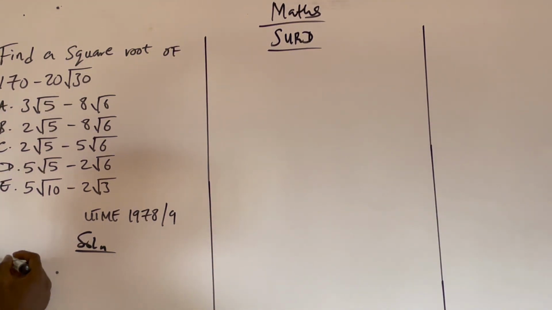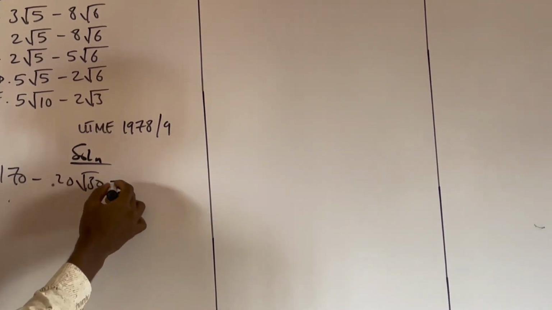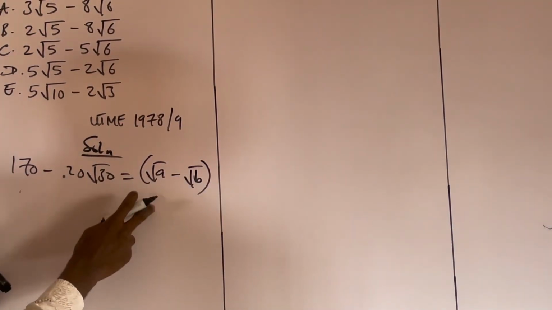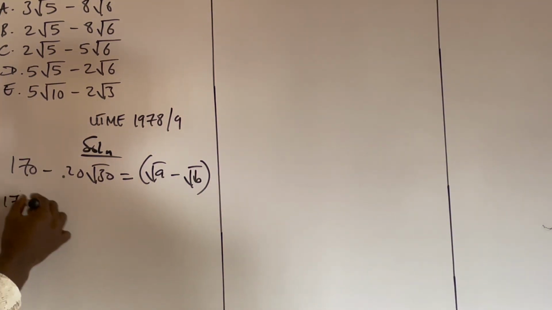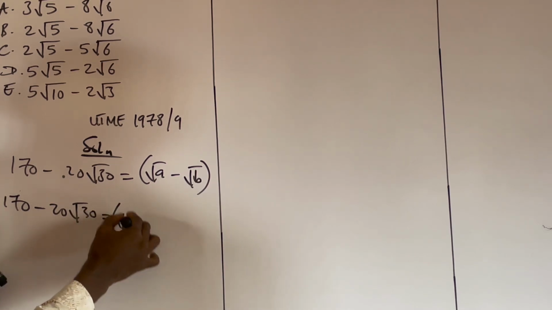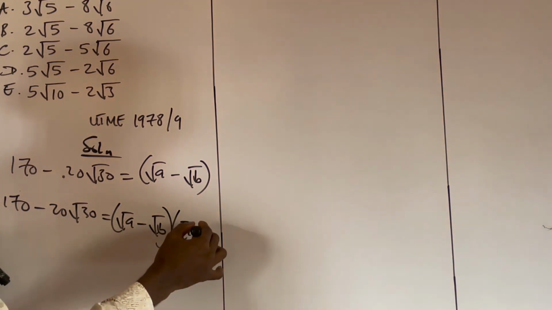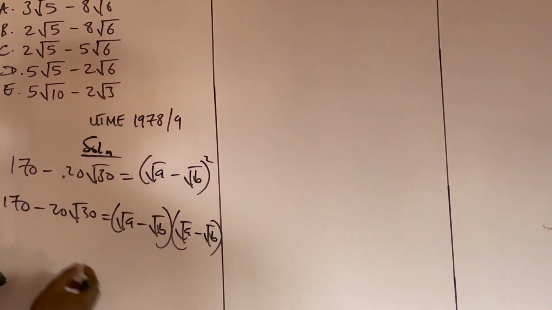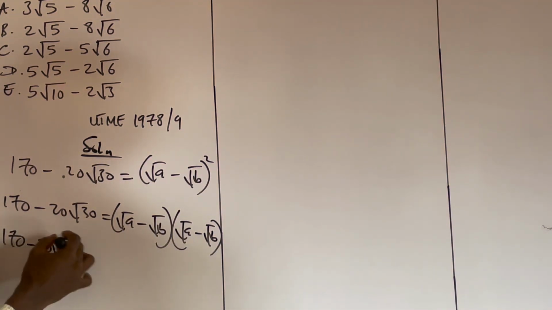Solution. We have 170 minus 20 root 30. This we compare with root A minus root B. This is how we solve equality of surds. So here we say 170 minus 20 root 30 is equal to the bracket root A minus root B, squared.